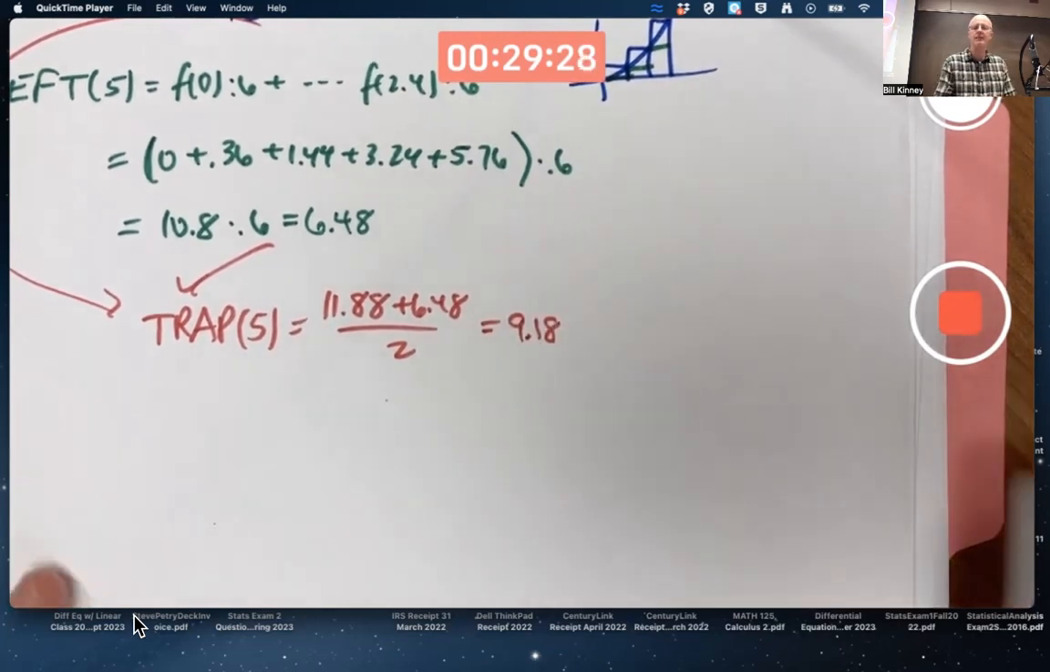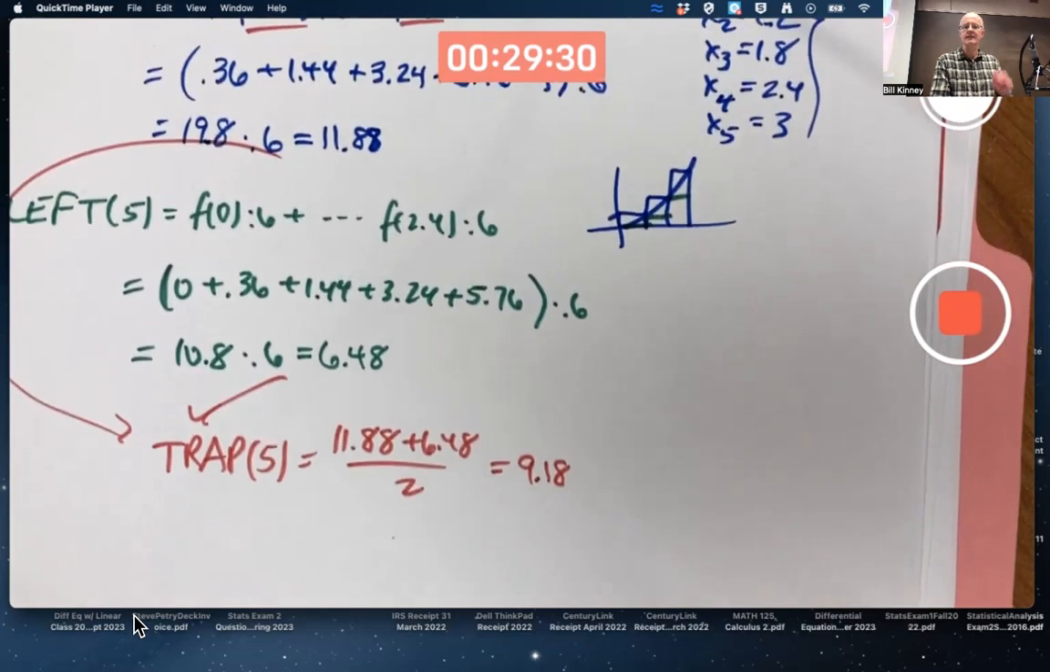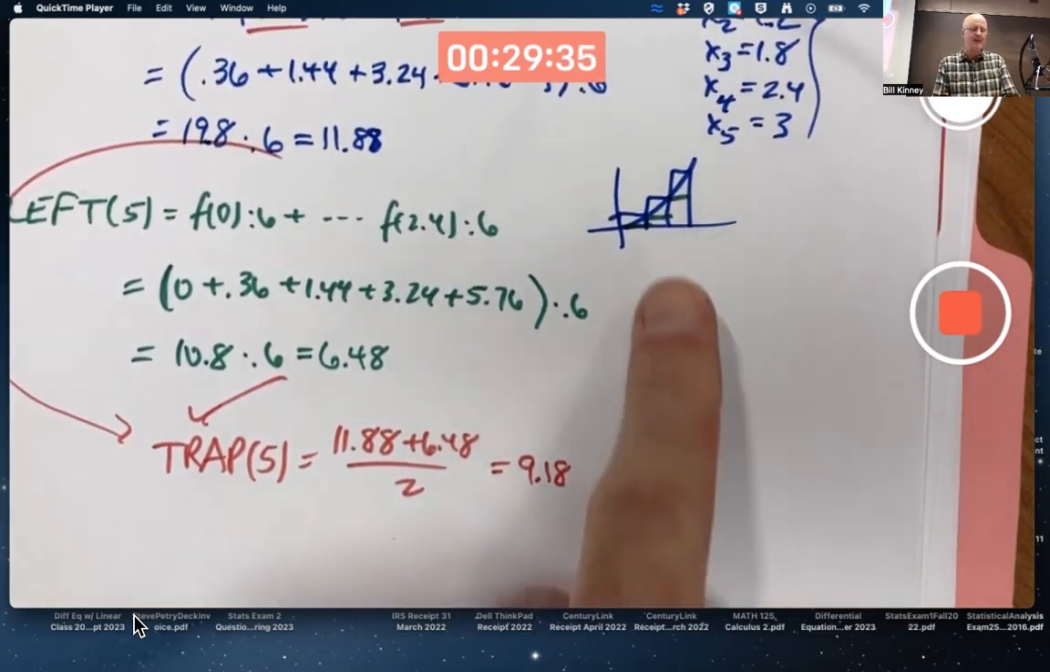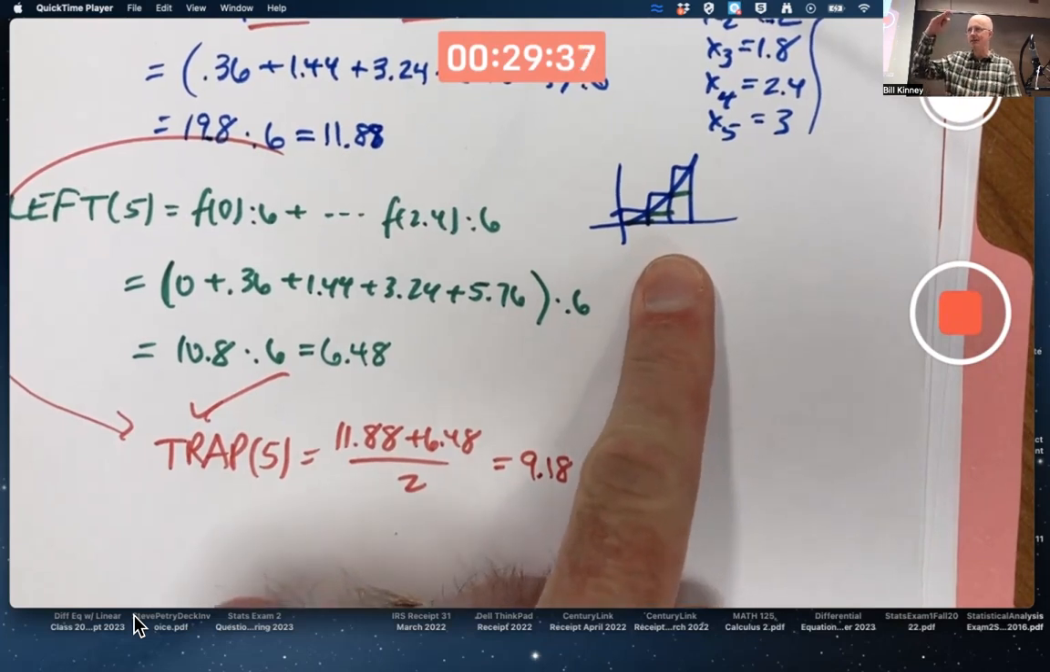Why is it called the trapezoid rule? The reason is because it can be interpreted in terms of areas of trapezoids, which have the same base, but they have a slanted top instead of a horizontal top.